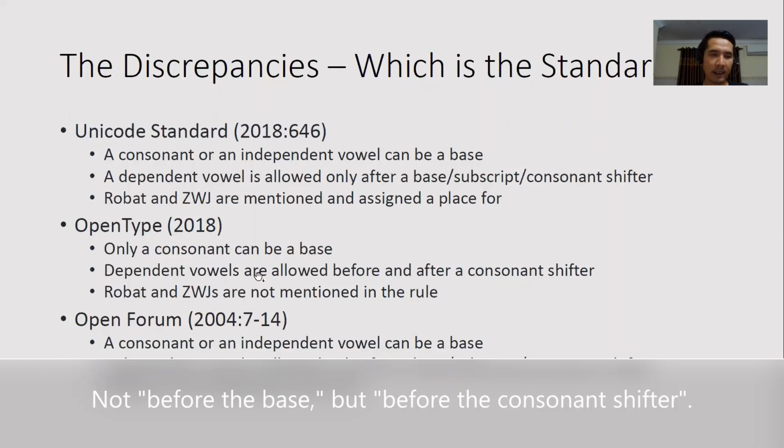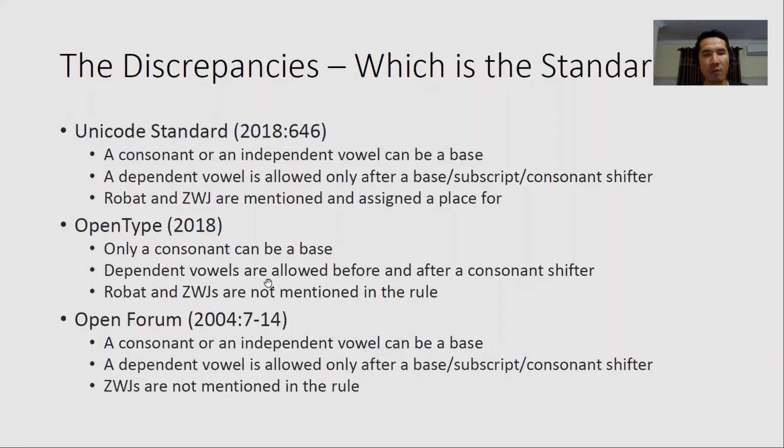We've seen in the OpenType document that dependent vowels were divided into 4 types. You have the pre-vowel, the post-vowel, the above vowel, and the below vowel. That is true according to the physical representation, because we see the vowel on the left of the base, and the right of the base, above the base, and below the base, and so on.